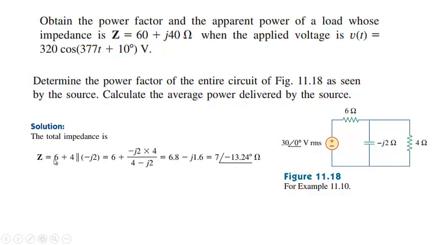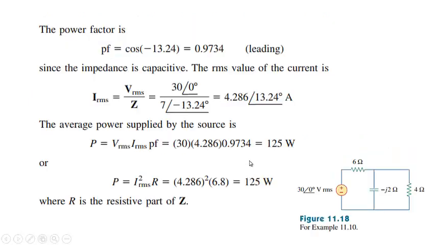So total impedance will be equal to 6 plus the parallel combination of these two, 4 and minus j2. It will be equal to minus j2 into 4 divided by 4 minus j2. It comes out to be 6.8 minus j1.6. That means the total impedance seen by this source has this resistive part and this reactive part. From this you can see this circuit is capacitive in nature. That means whatever the current, the current will be leading and the power factor will also be leading. So this is the power factor angle. The power factor will be equal to cos of minus 13.24, which is equal to 0.9374 leading.